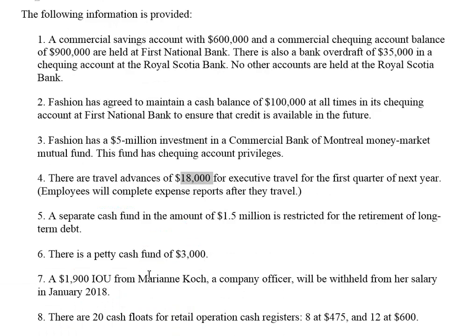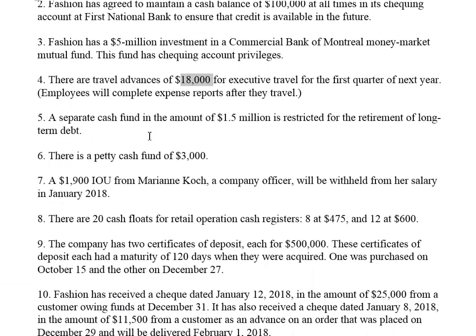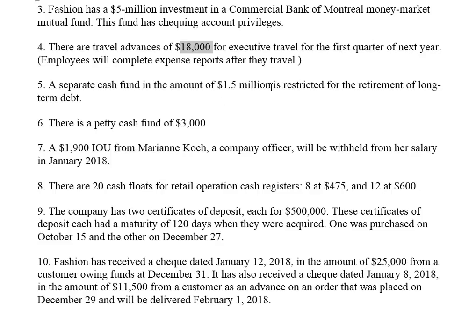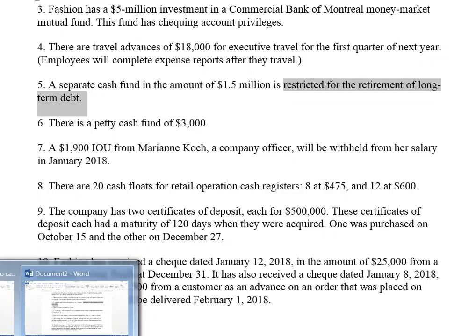Now, if we look at item number 5, we've got a separate cash fund in the amount of $1.5 million, and it's restricted for the retirement of long-term debt. As soon as we have some cash restricted for a long-term purpose, we know it's going to be a non-current asset. So it's not going to go with the rest of the cash in the current assets section. It's going to be considered a non-current asset, and it's going to go in as a long-term investment.